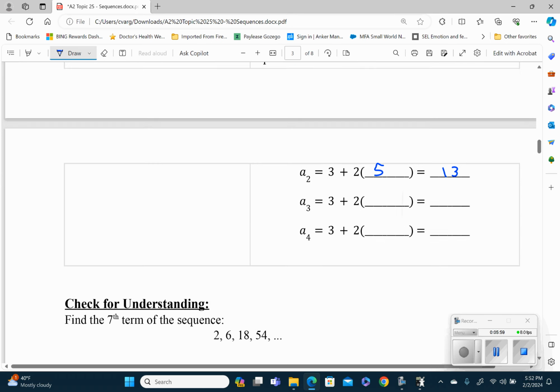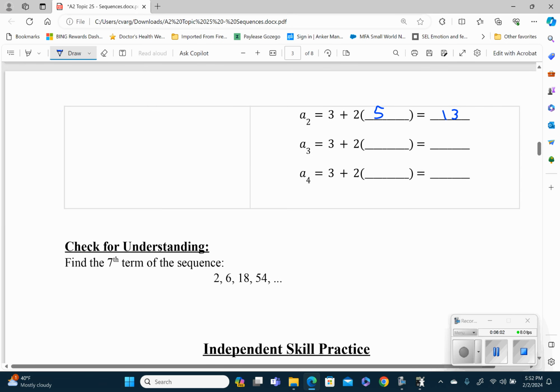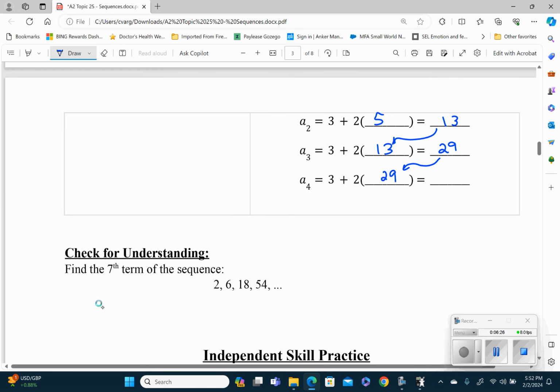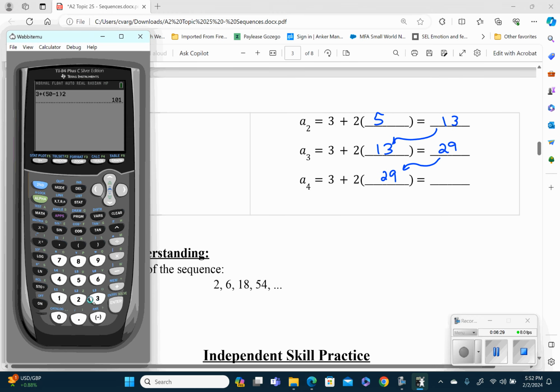Okay? To find a3, I'll just continue the pattern here since I already have it. I'm going to take 3 plus 2 times the previous term. So this number goes here. Okay? So 2 times 13, 26, plus 3 is 29. And again, if you're not really sure what this is, just plug it into the calculator, like for example, the next one. So here I'm going to take the 29, I'm going to plug it into my line because I want the first 4 terms. So I'm going to take my calculator and do 3 plus 2 times 29. Close parentheses, hit enter, and I get 61.